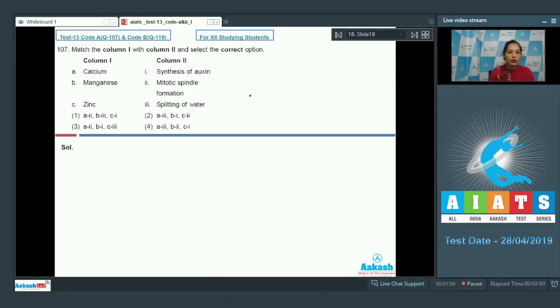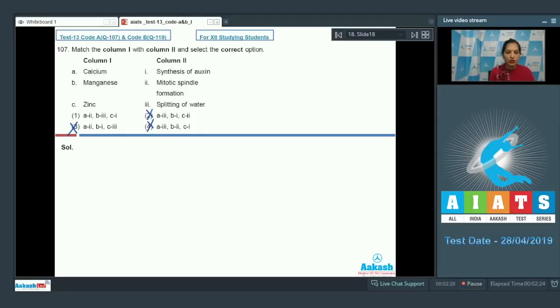Calcium helps during the mitotic spindle formation. So A matches with second. Hence option number 2 and 4 are ruled out. Manganese helps in splitting of water during photosynthesis. So B matches with third. Hence option number 3 is also ruled out.